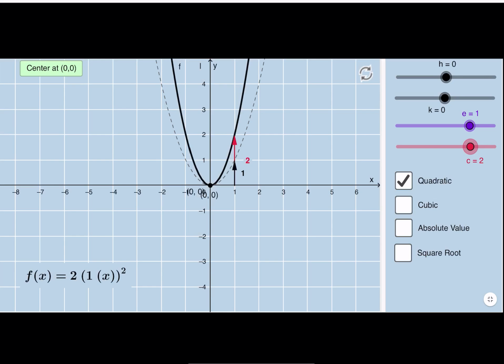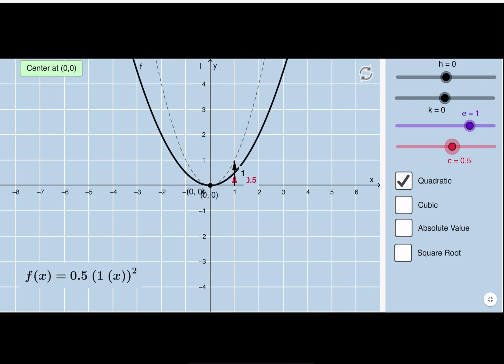Let's also try some value of c less than 1. Let's say f of x equals half times x squared. So all y coordinates times half. You can see that the graph of the function now looks more flat compared to the graph of f of x equals x squared.